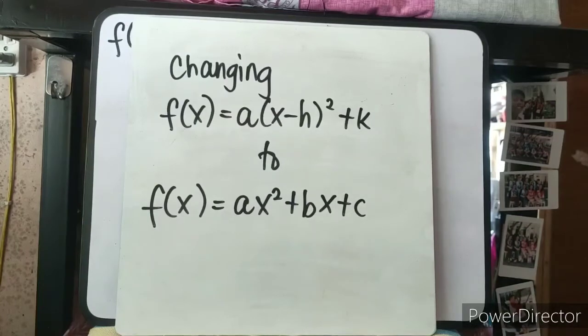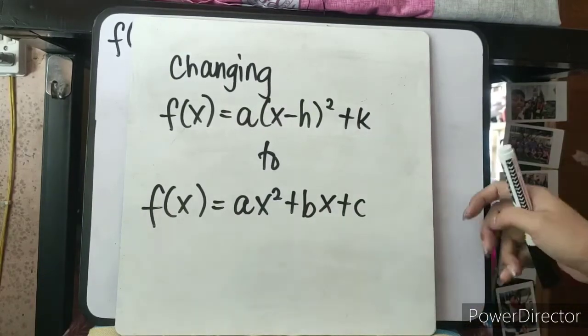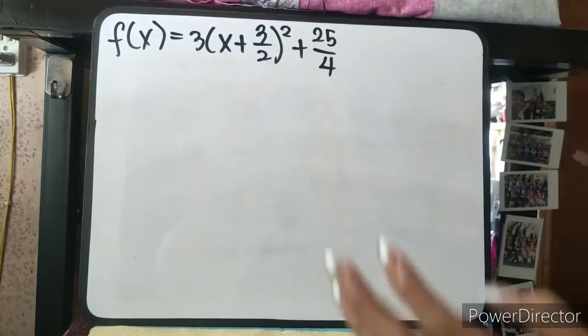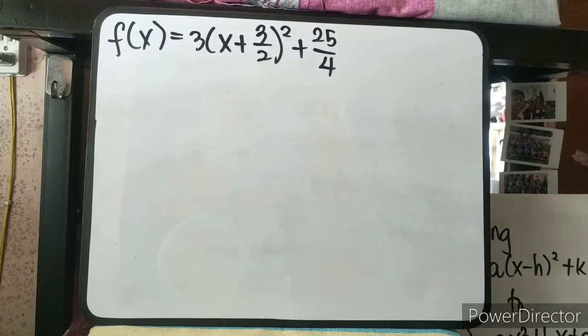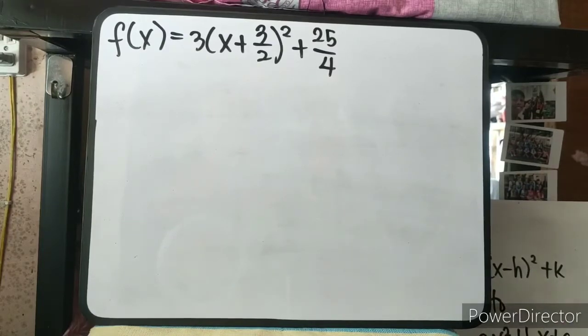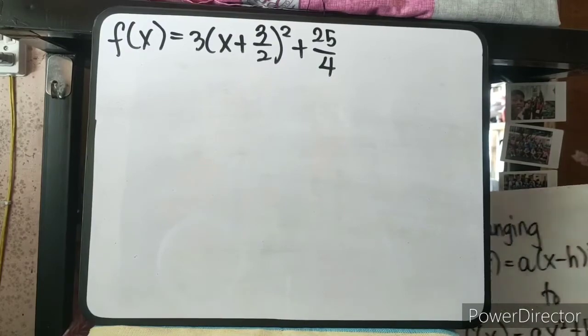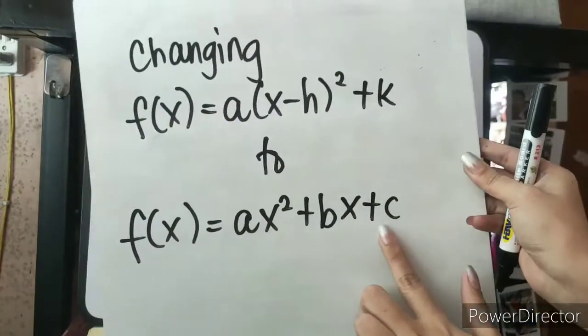Changing f of x is equals to a times the square of x minus h plus k into f of x is equals to ax squared plus bx plus c. So from our standard form, we will be changing it into our general form. So ito yung nakuha nasagot kanina. And then, babalik naman natin siya ngayon into general form. So, para mabalik yun, ang kailangan lang natin is, let's expand and change this into ax squared plus bx plus c.